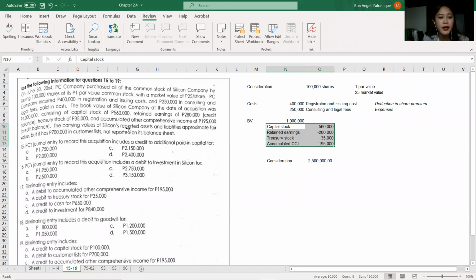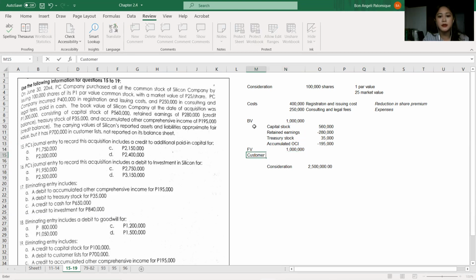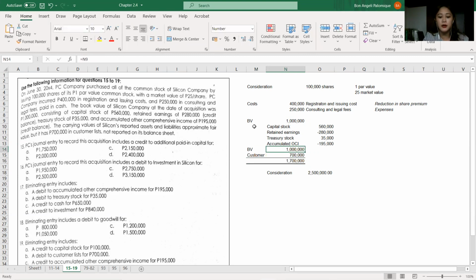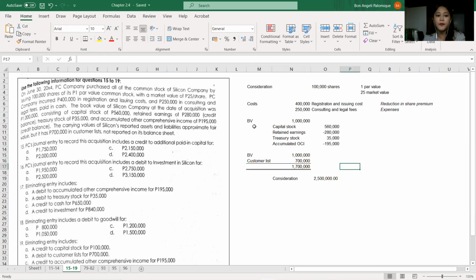Next. The carrying values of Silicon reported assets is approximately fair value. So, almost ito, pero merong customer list. So, kailangan ba natin siyang i-add or not? Dahil hindi siya reported lang sa balance sheet, pero okay naman siya, existing siya, tapos measurable naman siya. So, yung customer list is treated as part of fair value. So, 700,000. So, ngayon, tignan na natin tanong.